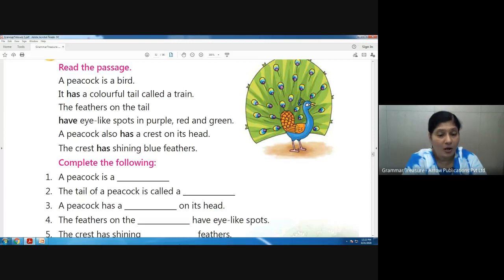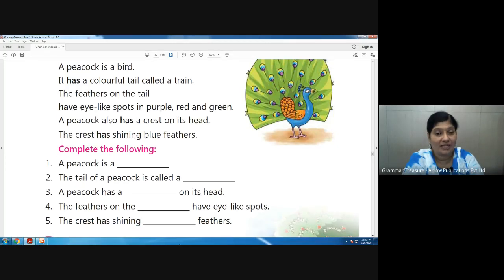A peacock also has a crest on its head. Look at the crest. Can you see something on the head? That's called a crest. The crest has shining blue feathers. So did you like the passage on peacocks? Peacock is a very beautiful bird. If you ever get a chance, go to the zoo and you can see the peacock. Now let's complete the following after reading this passage.